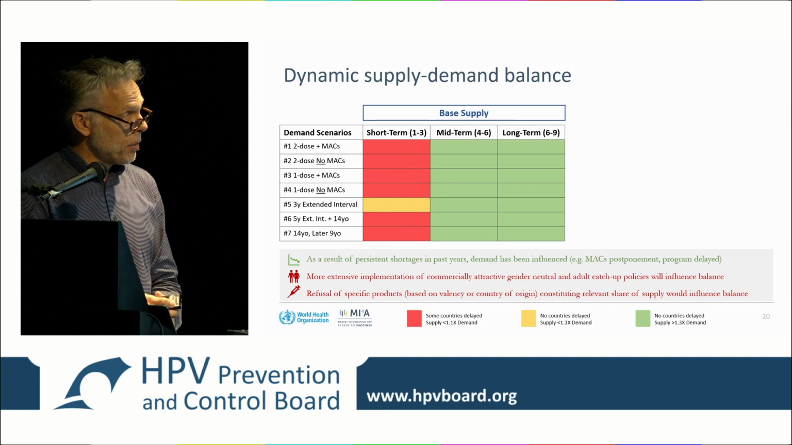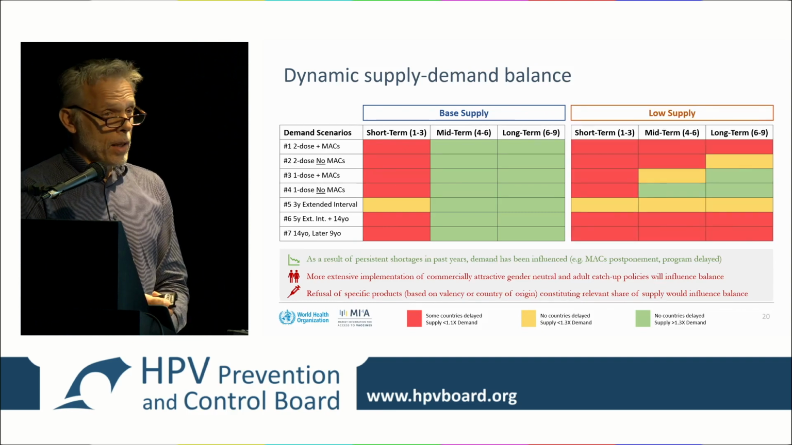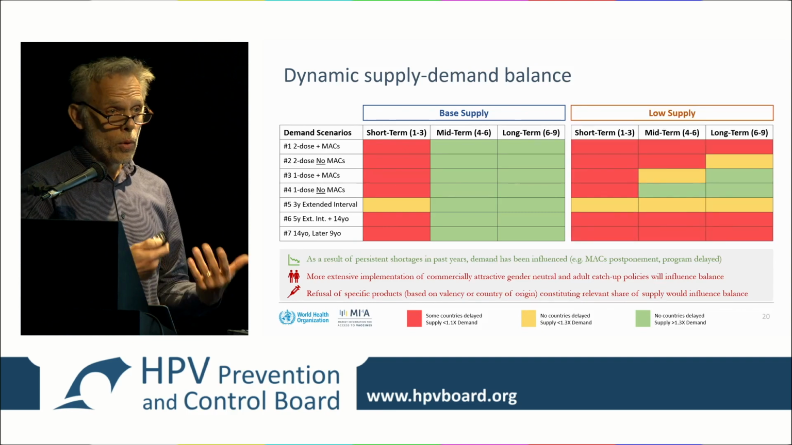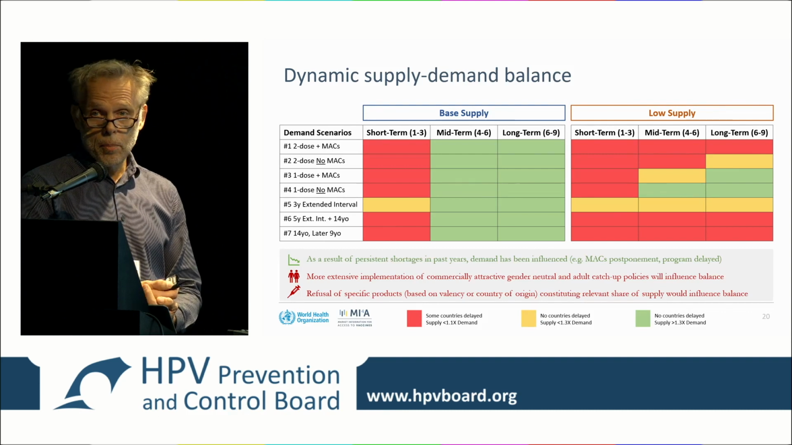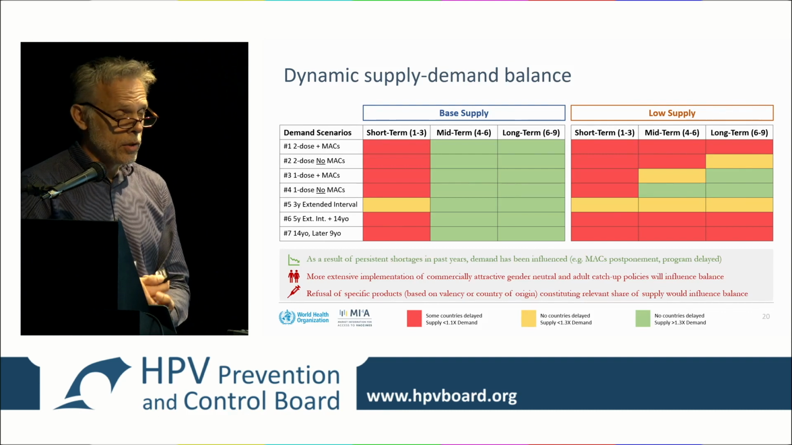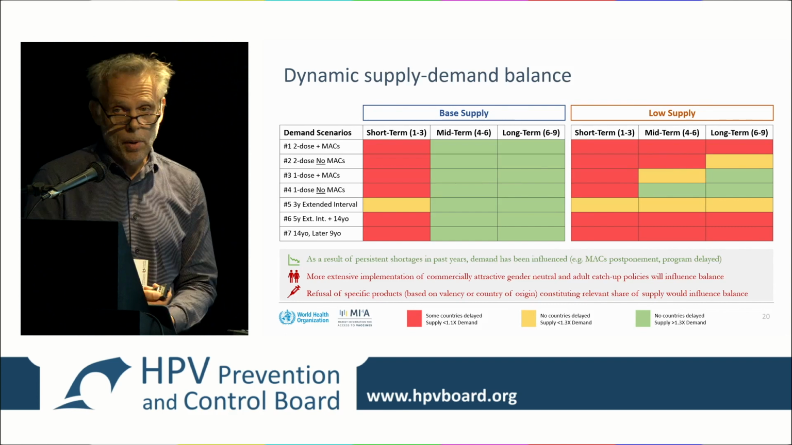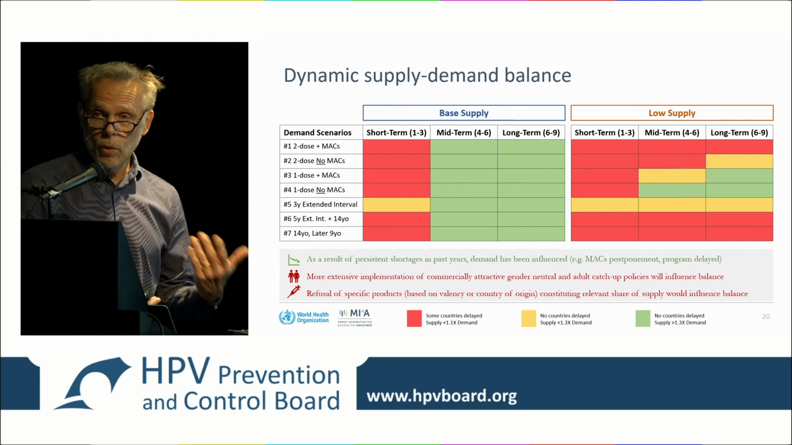This is the base supply, meaning the best scenario, where all new producers that may come on board, and the new planned production by the current manufacturers, will all go according to plan.